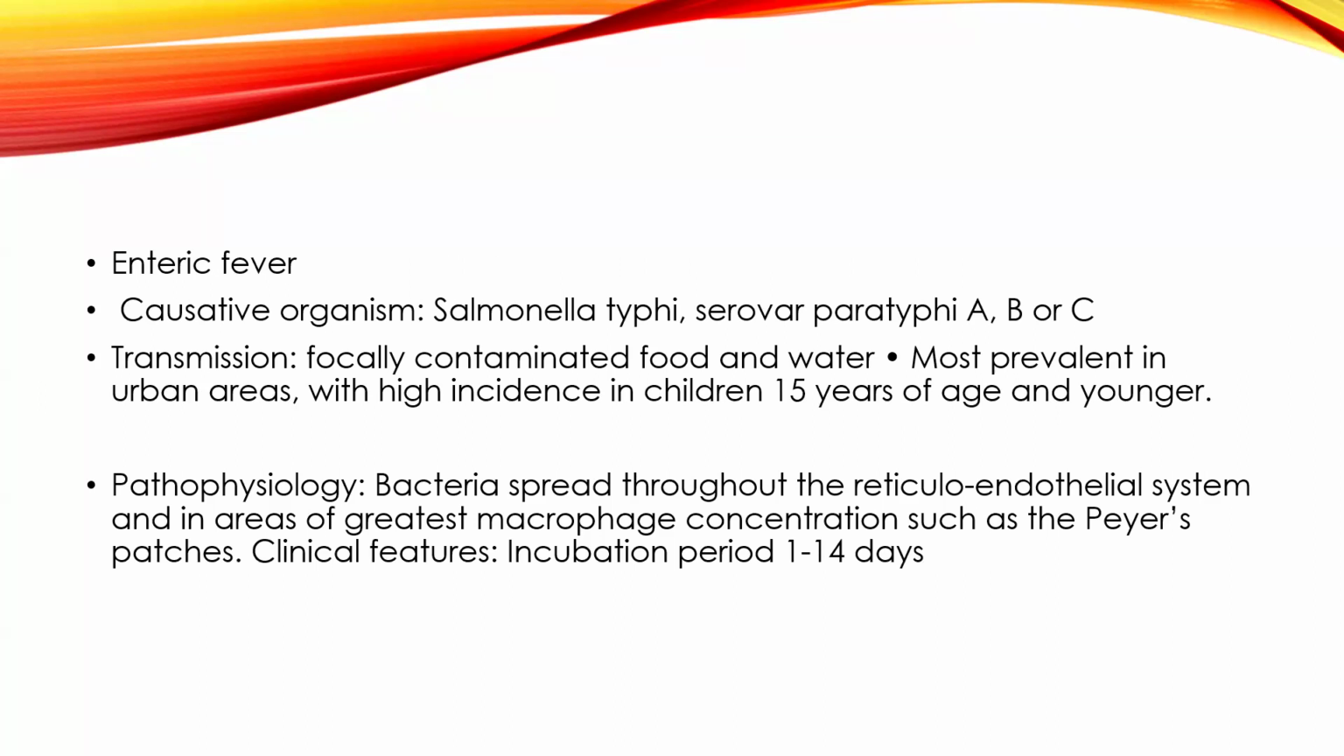The causative organism is Salmonella typhi and Salmonella paratyphi serovars A, B, and C. It is transmitted by contaminated food and water. It is most prevalent in urban areas, with high incidence in children 15 years of age and younger. In pathophysiology, bacteria spread throughout the reticuloendothelial system and areas of great macrophage concentration, such as Peyer's patches.